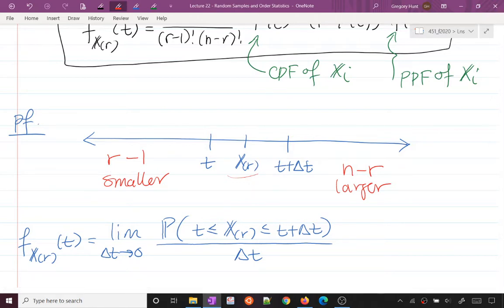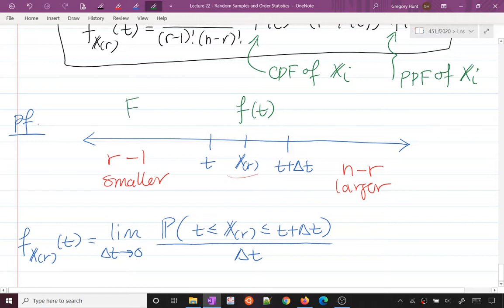And what I'm basically going to argue is that in the limiting expression, the probability that X_(r) is in this interval is basically the probability that any of my random variables is in that interval, like X_(r). It's the probability that I have one of my random variables in this interval, and then in the limit, that's just going to be the density at t.